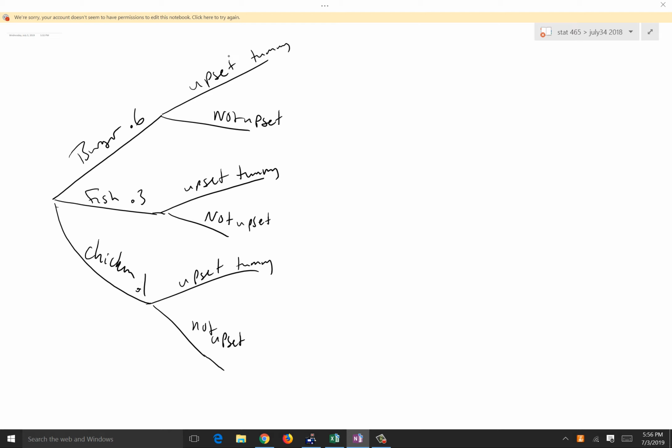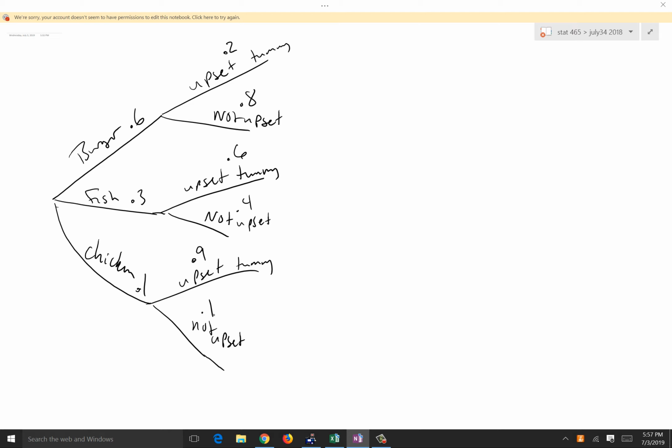Let's say if I eat a burger, I get upset tum-tum here and here. Fish, it's like probably 60 and 40. And this one must be like 0.9 and 0.1. I'm guessing there's probably some reason why you don't eat chicken.